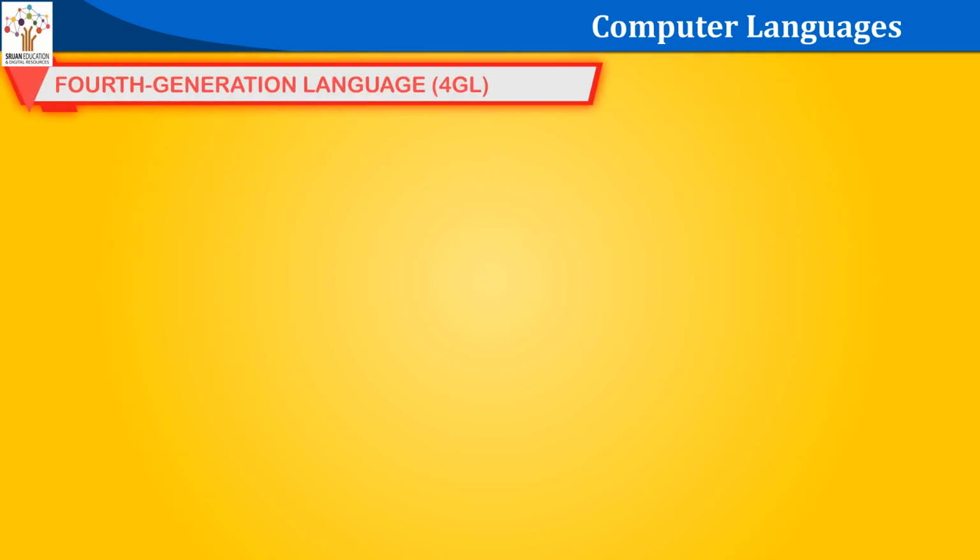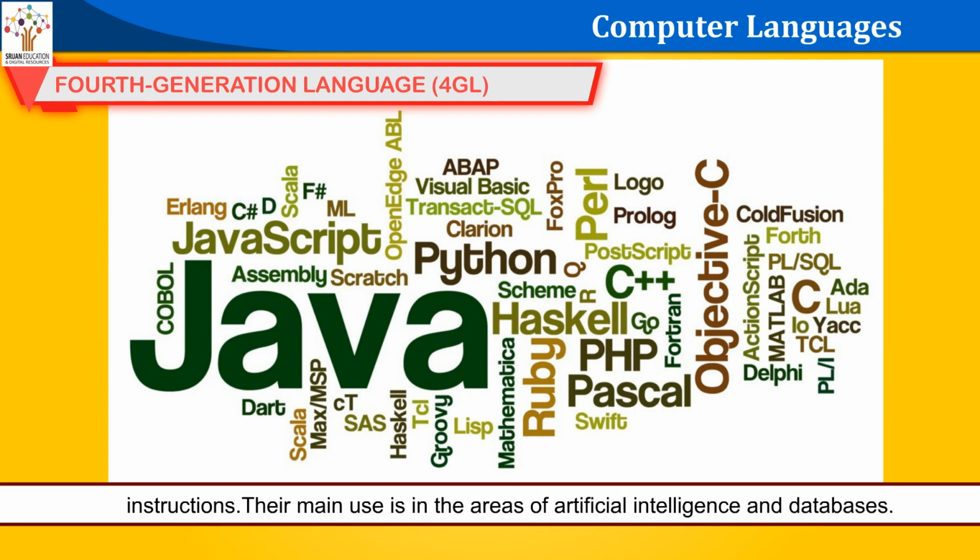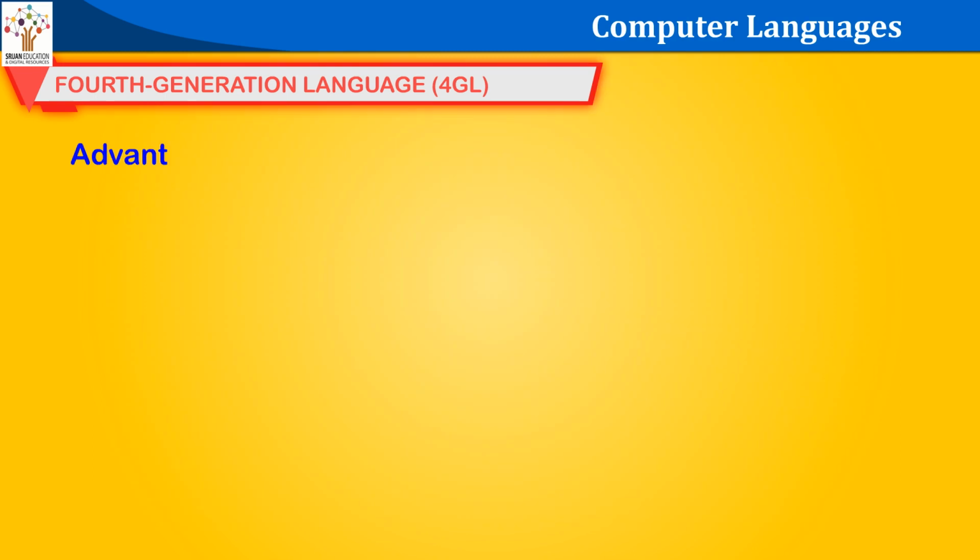Fourth generation language, 4GL. Till date, the languages developed were all procedural in nature. That is, all steps in solving a problem were supposed to be written in the programs. However, 4GLs are mainly non-procedural languages which use English-like syntax to design the instructions. Their main use is in the areas of artificial intelligence and databases. Some examples of fourth generation languages are SQL and Lisp.